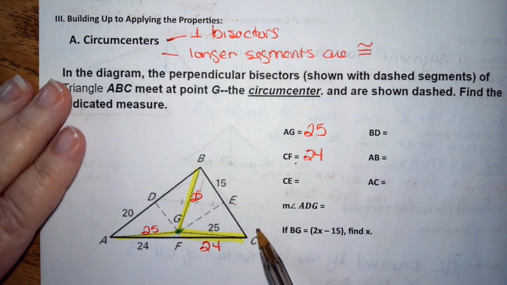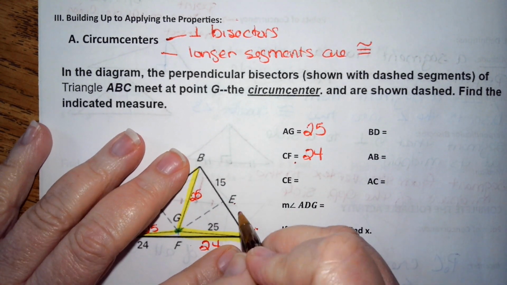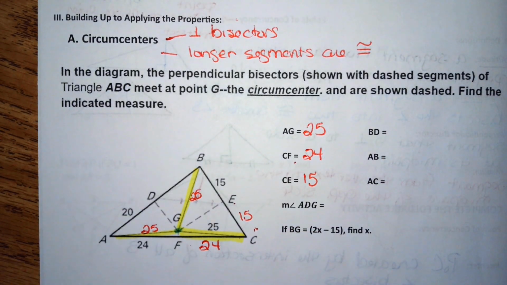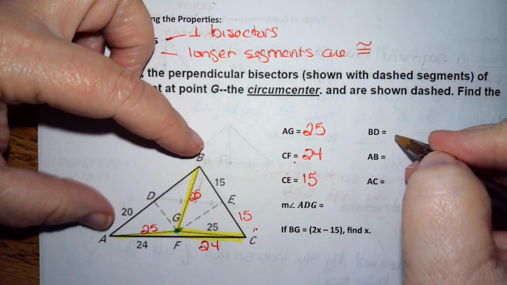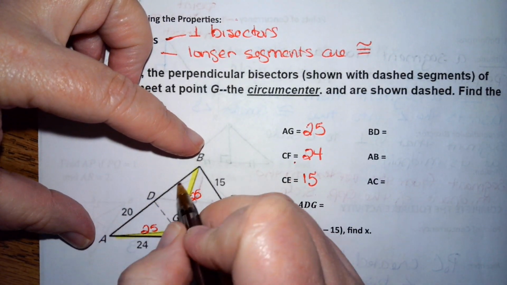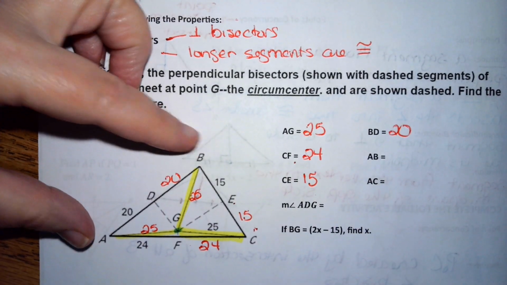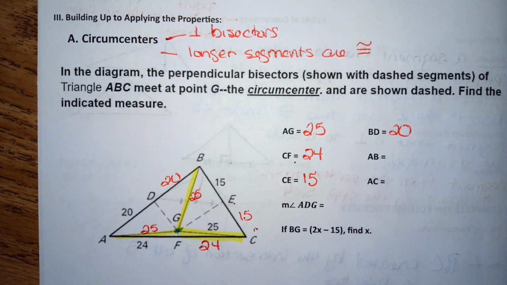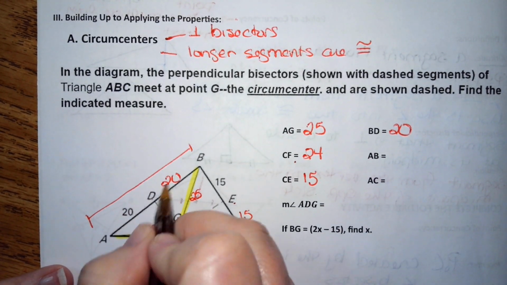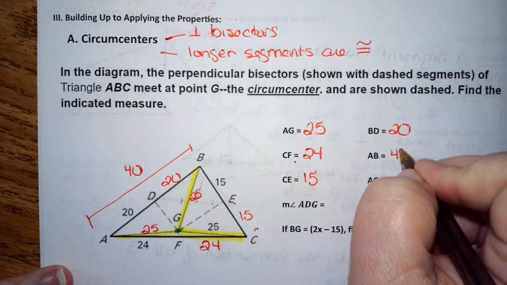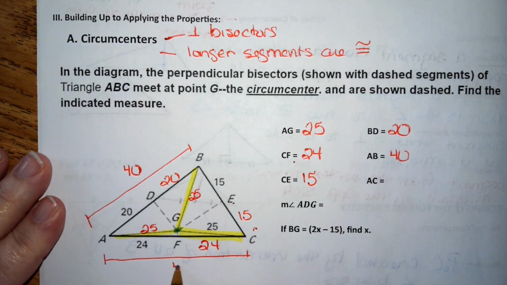All right, CE. Well, again, this is being bisected. So if this is 15, then this is also 15. All right, BD. 20. All right, so this whole side AB is being bisected. So if this is 20, this is 20, so BD is 20. All right, AB, they want the length of the whole side. 20 plus 20 gives you 40. All right, AC, they want the length of the whole side. 44.